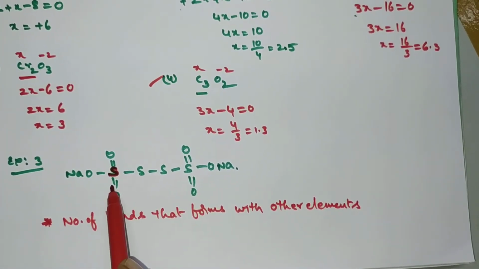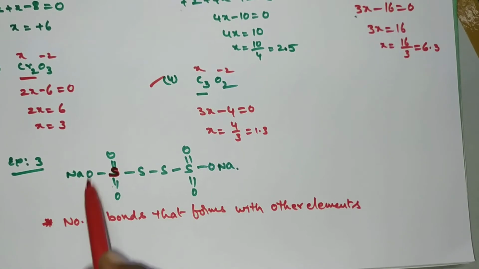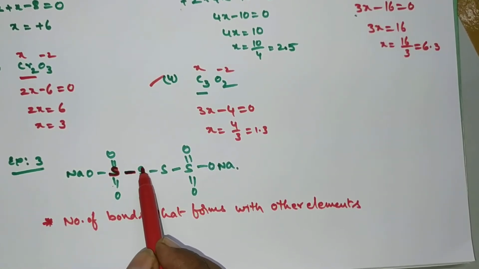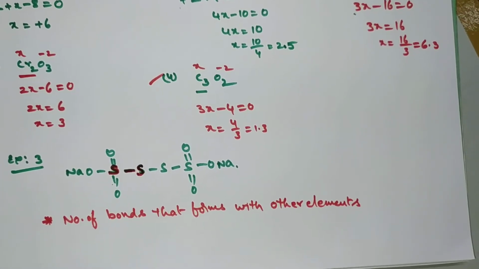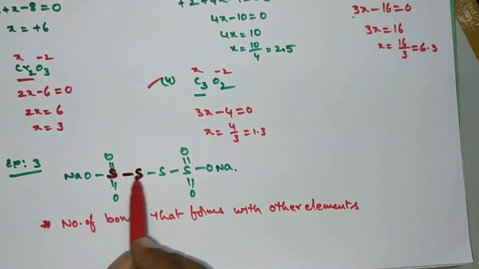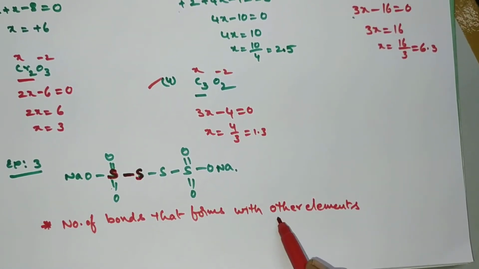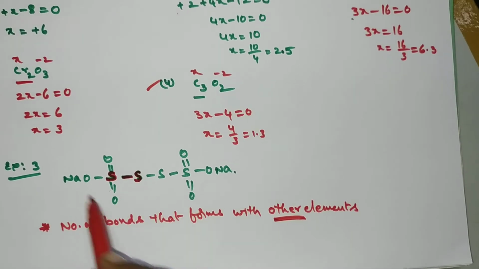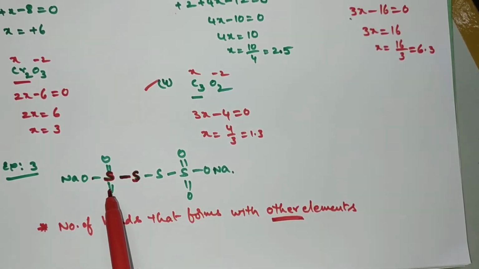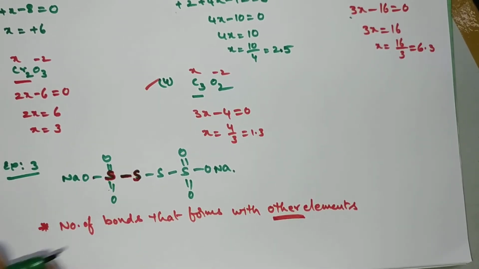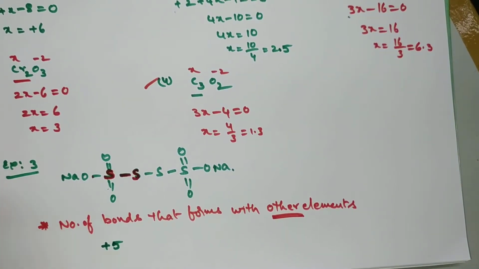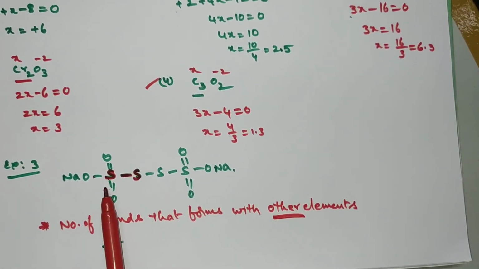How many bonds are formed by this sulfur? 6 bonds are there. Among these 6 bonds, this bond is formed with a sulfur atom, so that means it is a similar element. But we have to consider the other elements. How many bonds are formed with other elements? Only 5 bonds. So here it forms 5 bonds, which means this sulfur exhibits +5 oxidation state.